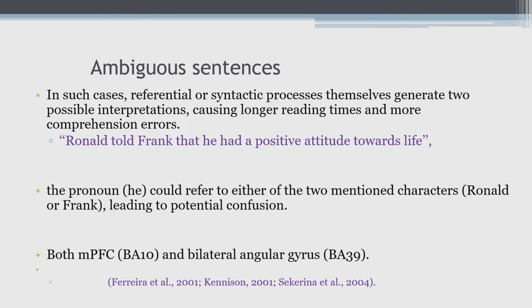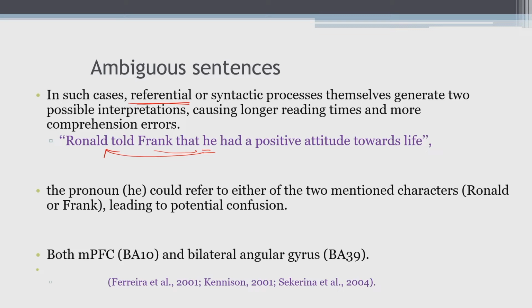In one particular kind, the referential processes are looked at. So, for example, referential or syntactic processes themselves sometimes generate two possible interpretations, causing longer reading time and more comprehension errors. For example, this sentence: Ronald told Frank that he had a positive attitude towards life. Now, the problematic part is this: who does this pronoun he refer to? This could refer to Frank, this could also refer to Ronald. So, the pronoun he could refer to either of the two mentioned characters, leading to potential confusion.